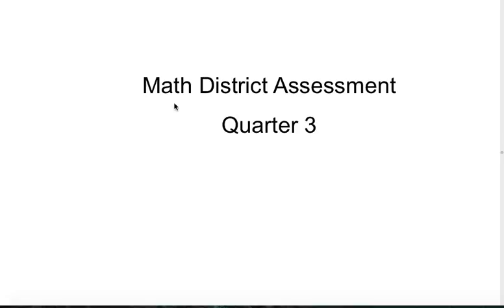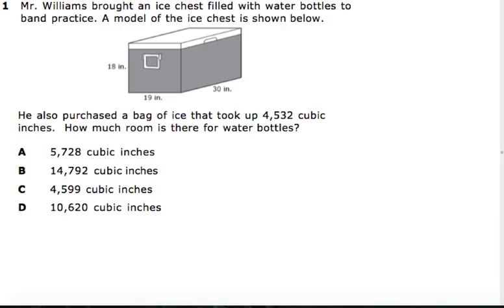Math District Assessment, Quarter 3. Number 1. Mr. Williams brought an ice chest filled with water bottles to band practice. A model of the ice chest is shown below. He also purchased a bag of ice that took up 4,532 cubic inches. How much room is there for water bottles?